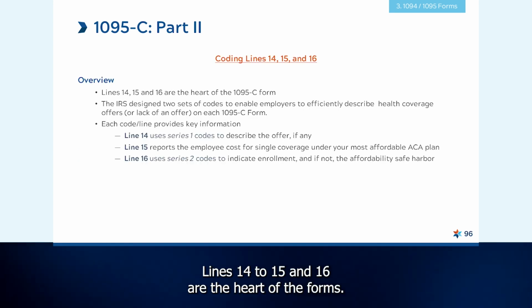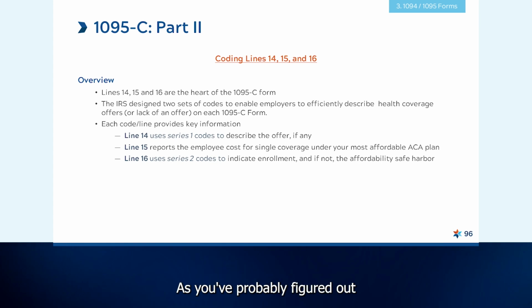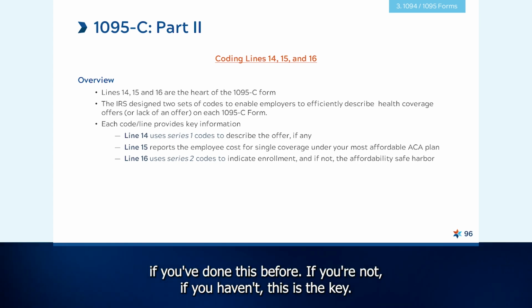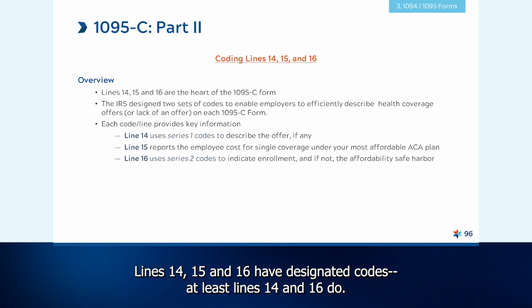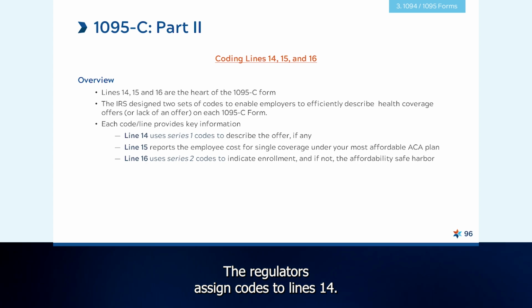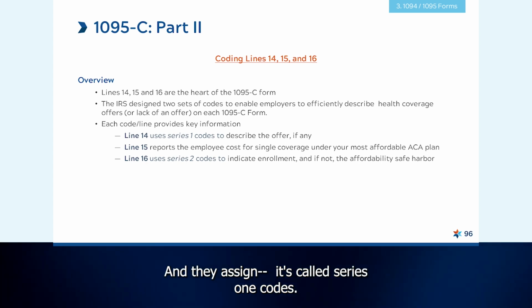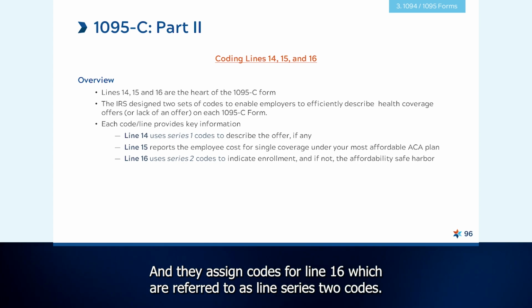Lines 14, 15, and 16 are the heart of the forms, as you've probably figured out if you've done this before. If you haven't, this is the key. Lines 14 and 16 have designated codes. The regulators assigned codes to line 14, called series 1 codes, and they assigned codes for line 16, which are referred to as series 2 codes.